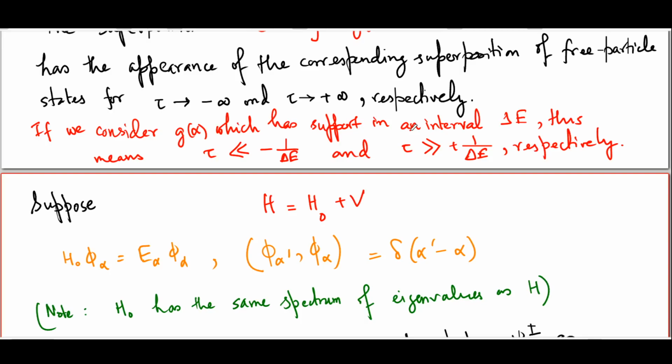So, using our shorthand, the inner product of phi alpha prime with phi alpha is delta of alpha prime minus alpha, and we also have the result that we had already written down earlier, that for any state psi, the state can be expanded in terms of the phi alpha using the following expansion. That is the statement that the phi alphas are complete.